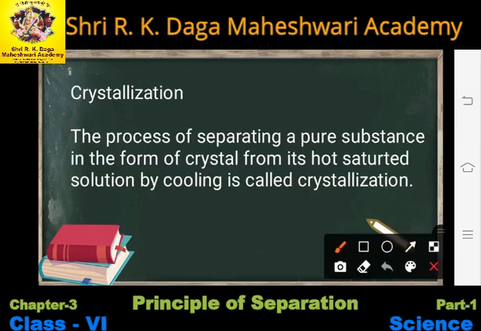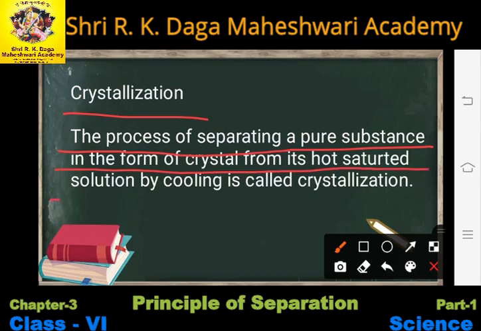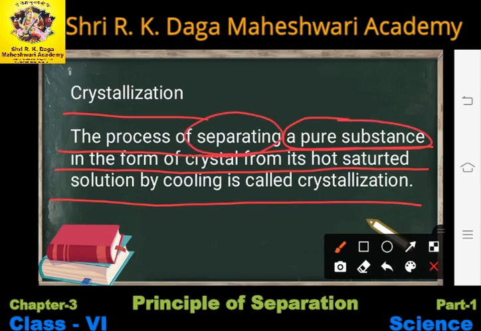Now the next process is crystallization, the process of separating a pure substance in the form of crystals from its hot saturated solution by cooling it is called crystallization. What do we mean by crystallization? अगर हमको किसी प्योर सब्सटेंस को सेपरेट करना है, किस फॉर्म में? क्रिस्टल्स के फॉर्म में, किसी हॉट सैचुरेटेड सॉल्यूशन को कूल करके, तो उस प्रोसेस को हम बोलेंगे क्रिस्टलाइजेशन, राइट?